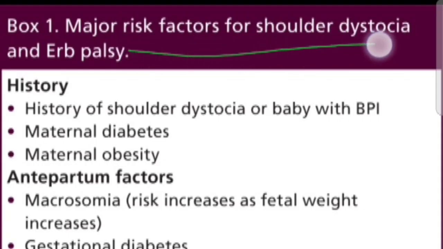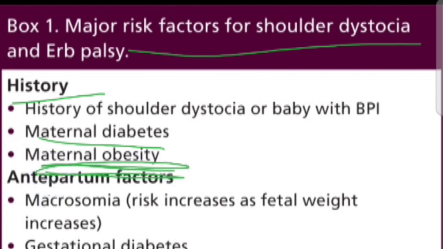Risk factors of shoulder dystocia. In the history section, if there is a previous history of shoulder dystocia, then absolutely this time there is a chance that shoulder dystocia may occur. If the cause was related to the mother, such as an underlying disease condition like diabetes or hypertension, that also leads to this condition, and if the mother has obesity, then definitely that will lead to it.